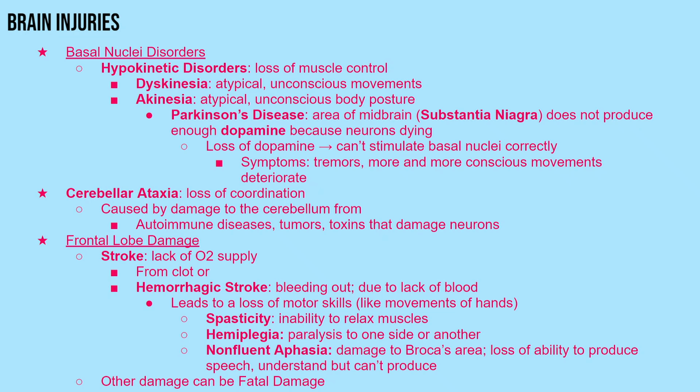And then the brain injuries, there are basal nuclei disorders. Hypokinetic disorders are a loss of muscle control. And then two types of these are dyskinesia and akinesia. I don't know if I'm saying that right. But the first one is atypical unconscious movements, and the second one is atypical unconscious body posture.